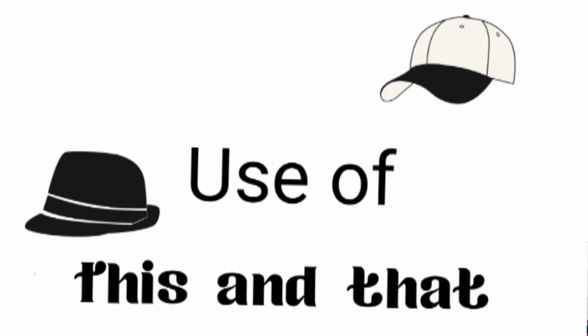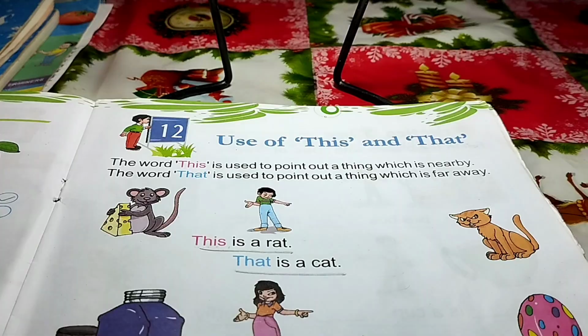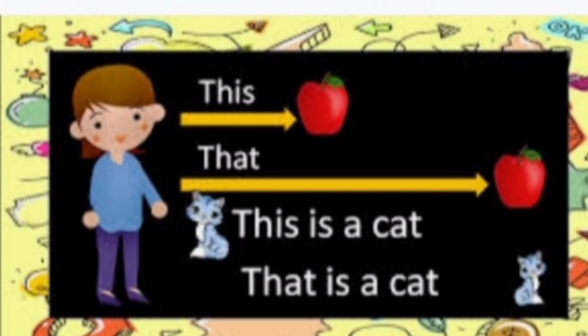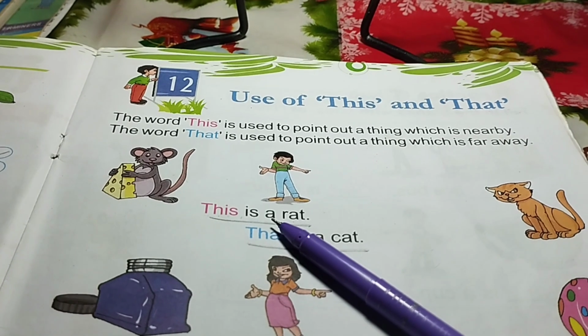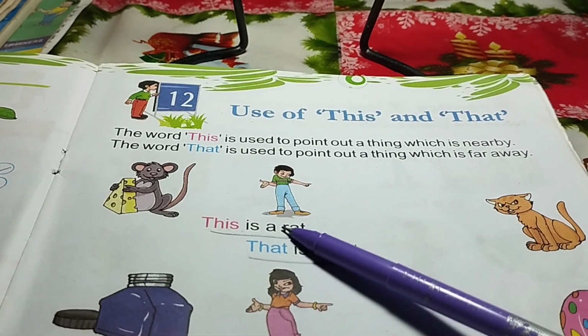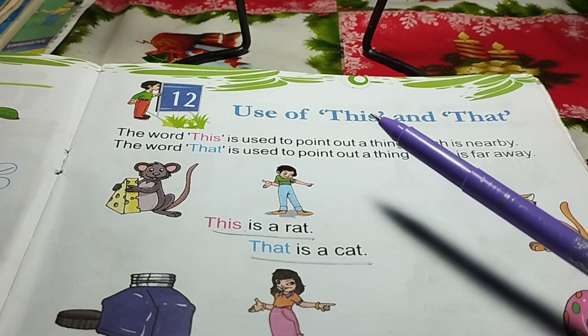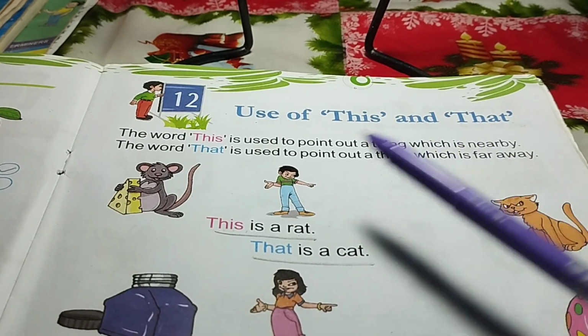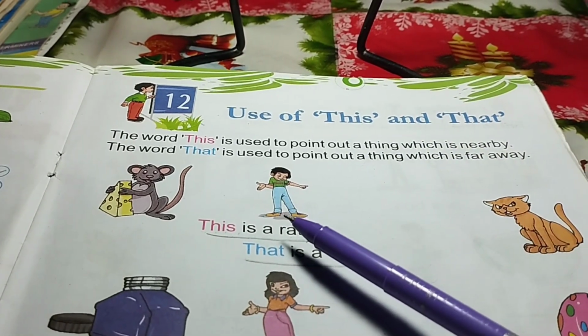Okay, for small children like KG, nursery, and class 1 also, if you don't know where to use this and that, you also look at this video. Then come and start the video now. Use of this and that. Today I discuss this concept. Okay, only this and that concept, look nicely.